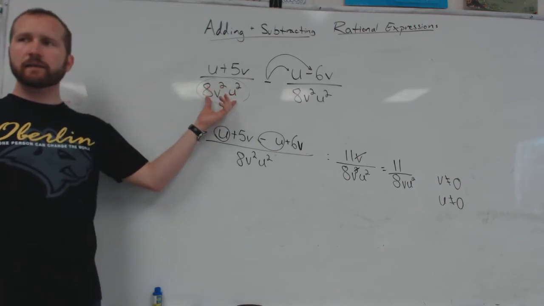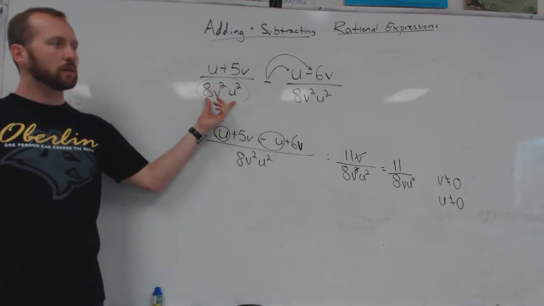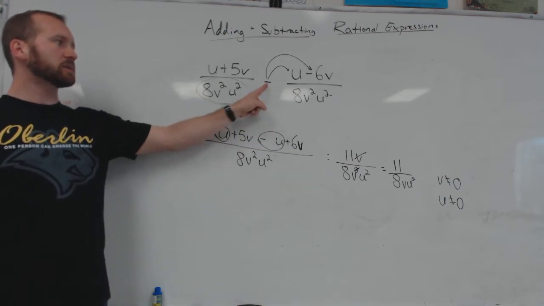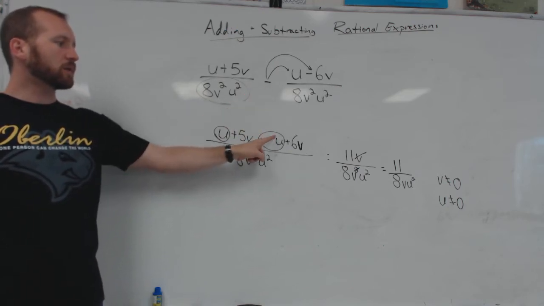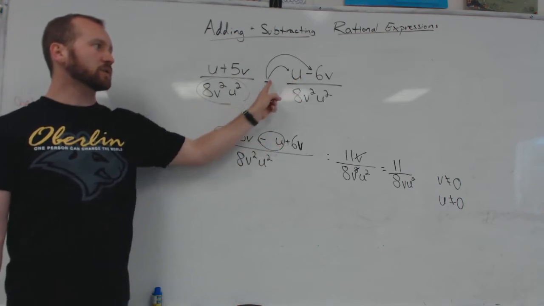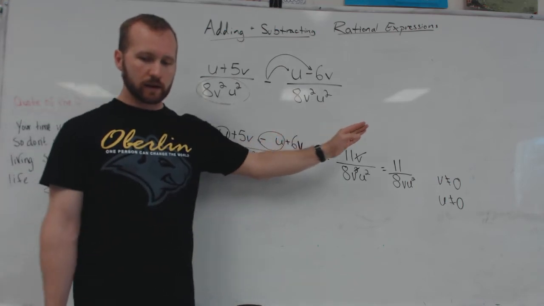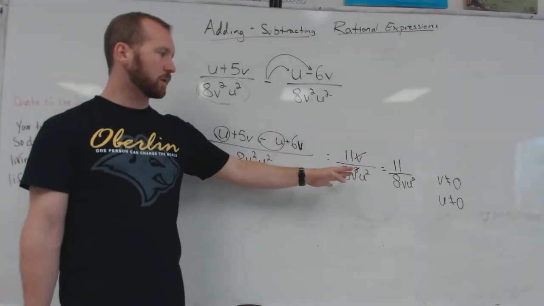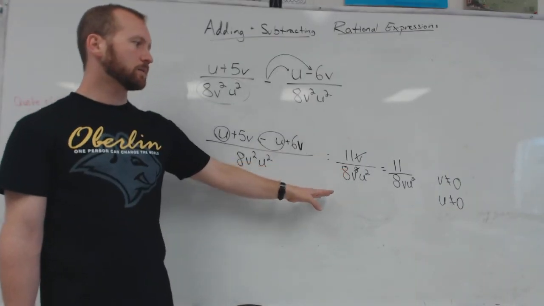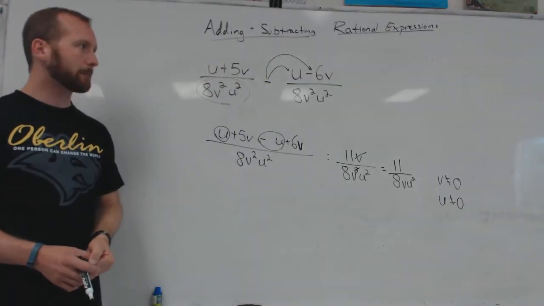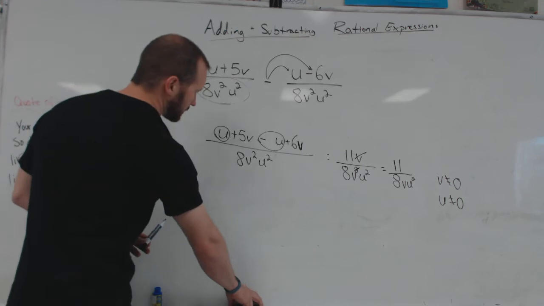So let's quickly review what we did. We made sure we had the same denominator, right? We added our numerators, or in this case we subtracted, and we remembered to apply the subtraction to both things here. We canceled and reduced where we could cancel and reduce, and then we wrote our excluded values. Okay? That's the basic process. Let's try another one.